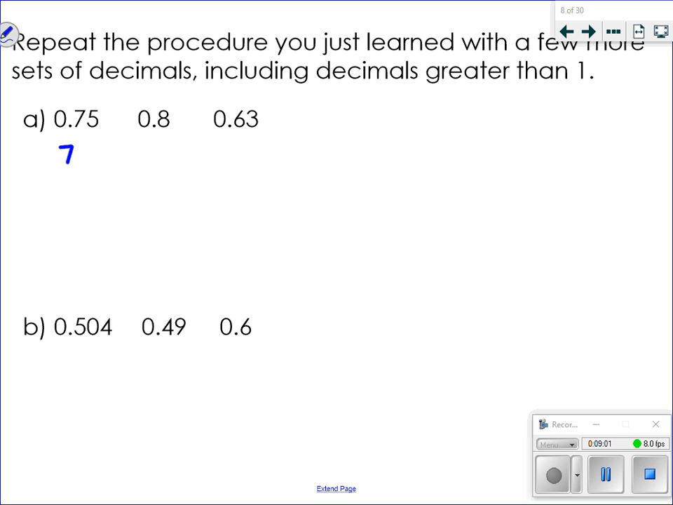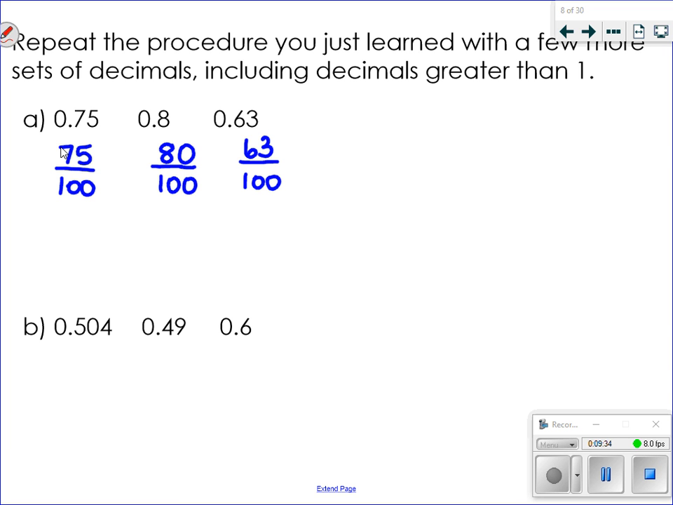Okay, so 0.75. Rewritten as a fraction would be 75 hundredths. 0.8 would be 8 tenths. And 0.63 would be 63 hundredths. Okay, well, right away I see a problem. I've got 8 tenths. I need to make it hundredths. If I multiply by 10 in the denominator, I multiply by 10 in the numerator. Okay, so that's 80 hundredths. Now I can compare them. 75 hundredths, 80 hundredths, and 63 hundredths.